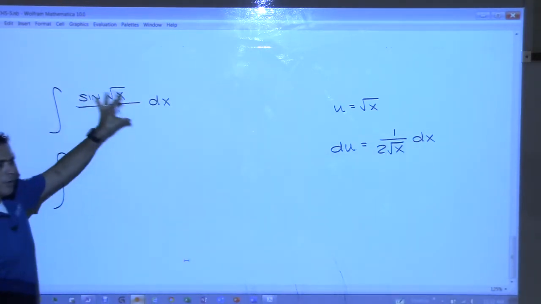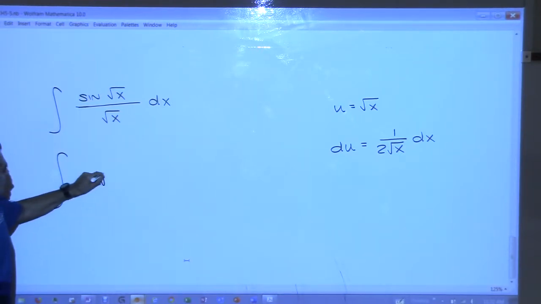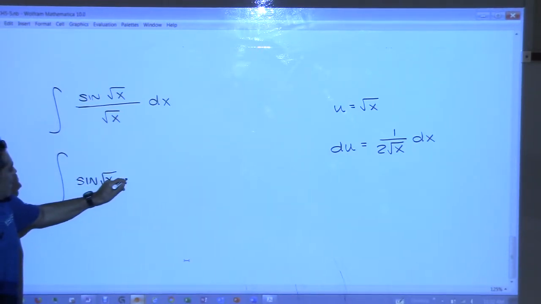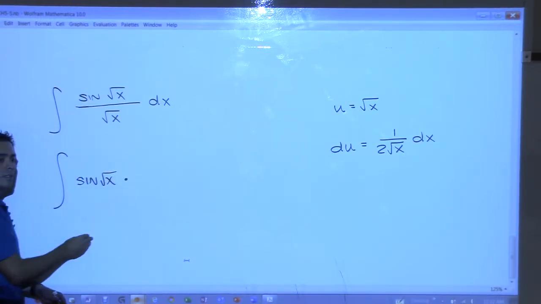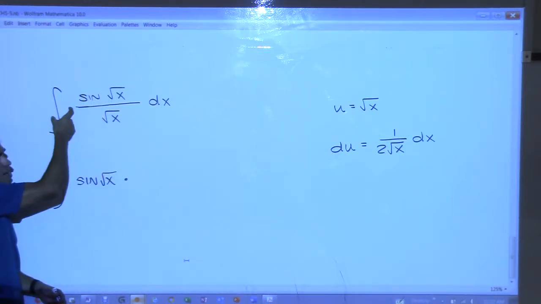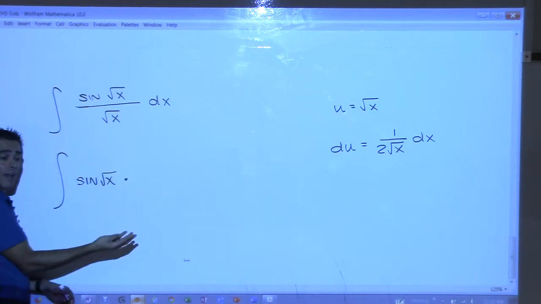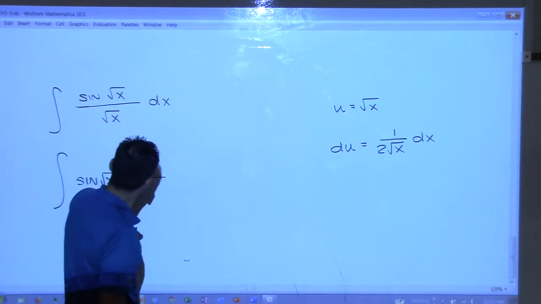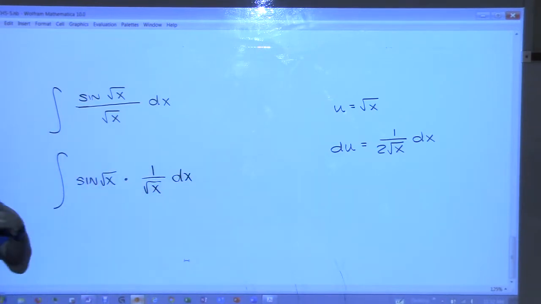So how could you rewrite this? If I forced you to rewrite that as sine x times something, what would come next? Just rewrite this. I'm forcing you to take that sine x out front. So what's still over here? 1 over root x dx. Everyone see that? All we're doing is manipulating this algebraically. We're not doing any math, so to speak.